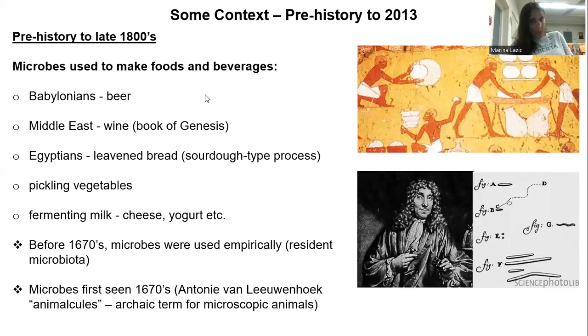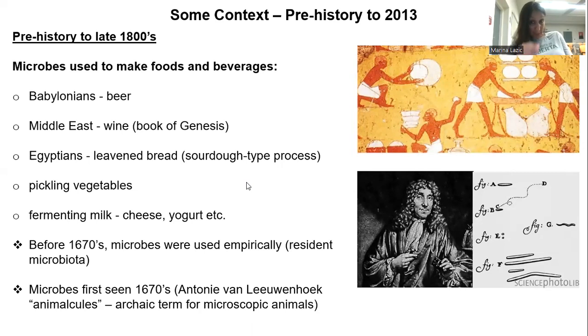So Babylonians were making beer. People from the Middle East made wine. Egyptians made bread. There was a famous pickling of vegetables. In my village, some people still do that just for fun. Fermenting milk still is done. Pickling vegetables is actually done commercially, just some people like to do it at home. It tastes way better.